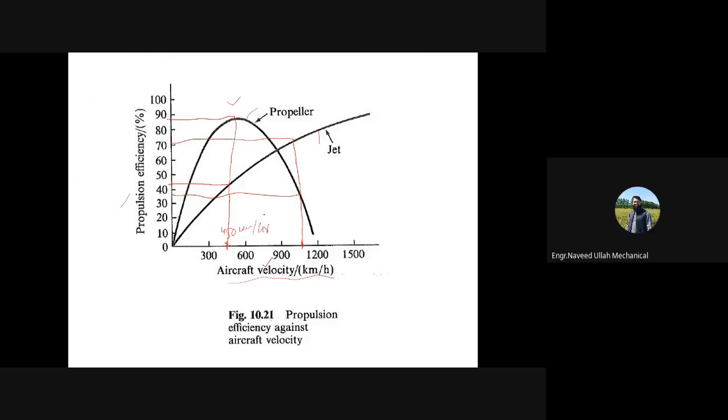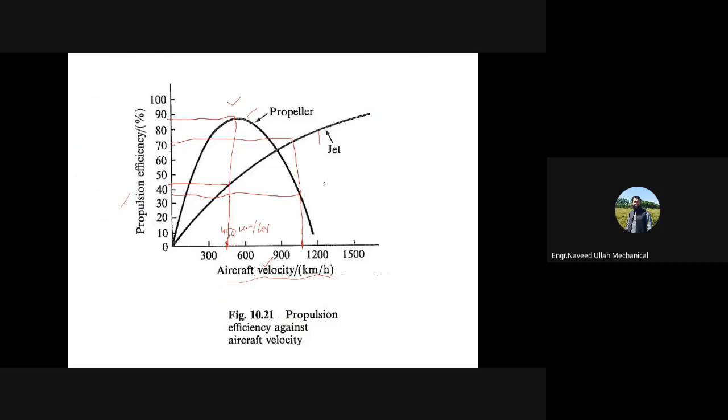And if the aircraft speed is beyond this 650 or 700 kilometer per hour, it is recommended to use a jet type of engine. Okay, and why? Because of low propulsive efficiency for propeller type aircraft, turboprop engine, and higher efficiency for jet engine.